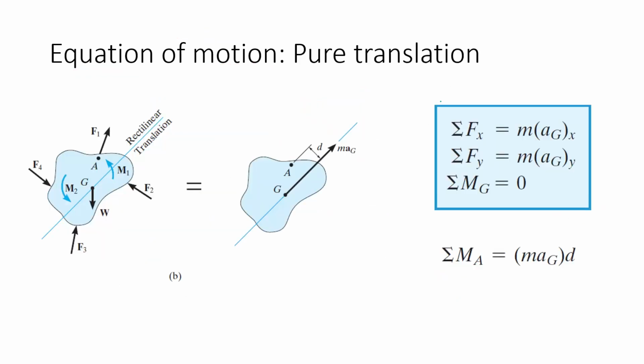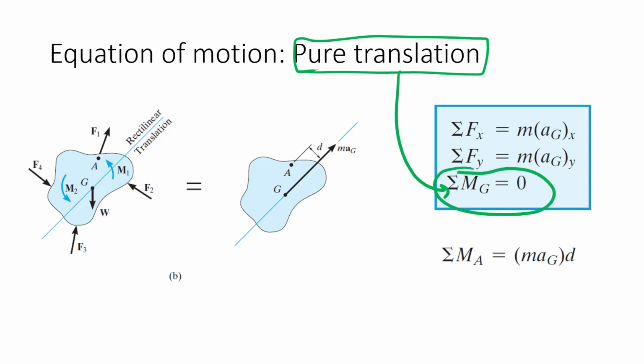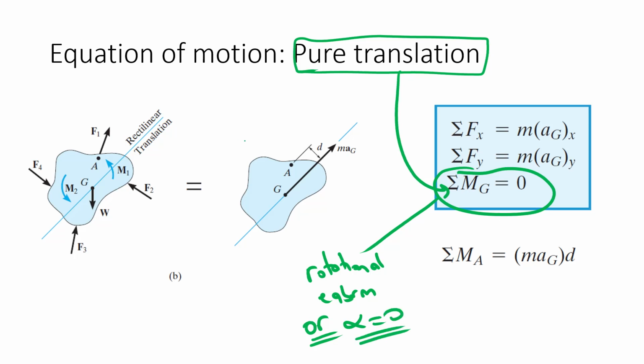Okay, if it is pure translation, then you see that this term, so there is a rotational equilibrium, or the angular acceleration is 0. Then we will use this same equation with only the difference that we will have only two terms. The moment will be 0.